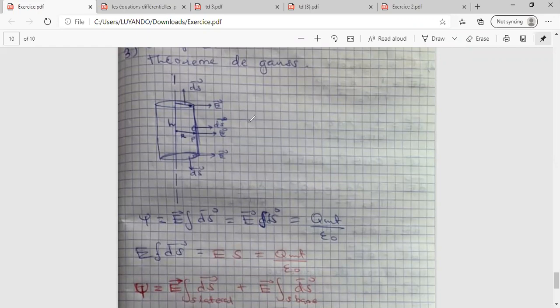Okay, so Gauss's theorem is equal to this. Let me not waste time. Gauss's theorem: the integral of E dot dS is equal to Q enclosed over epsilon 0. This is our Gauss's theorem.